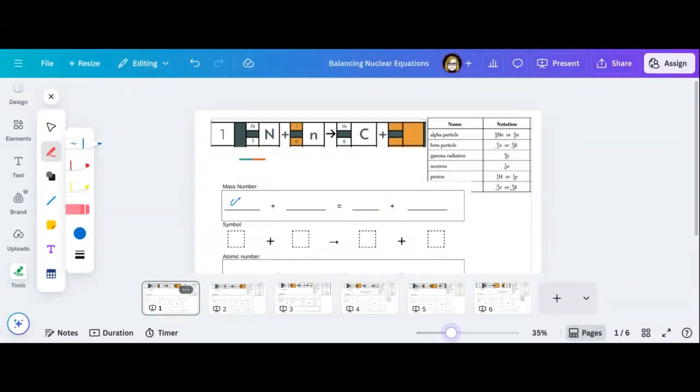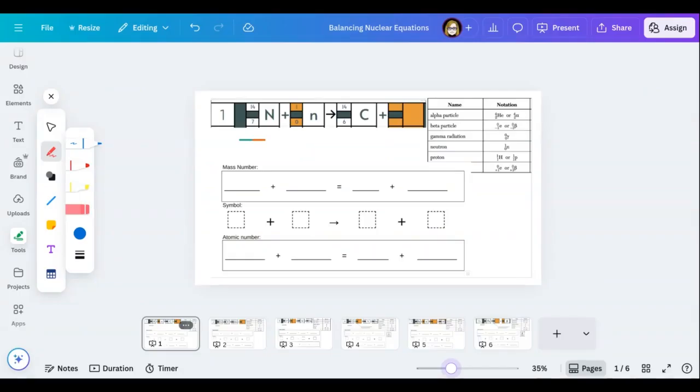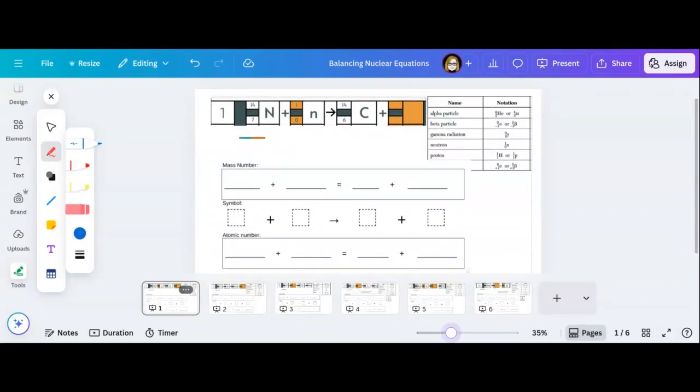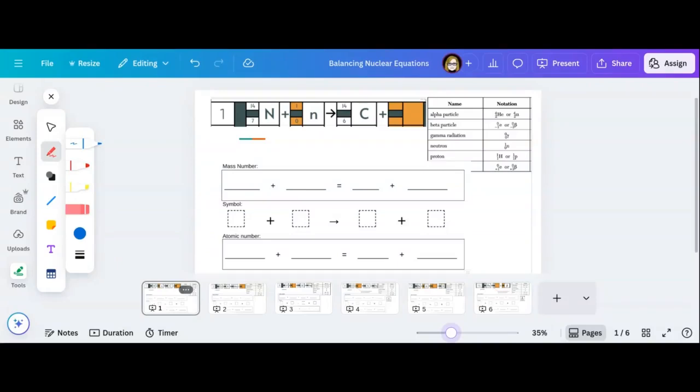Miss Munoz here, and I am going to go over some of these equations from the balancing nuclear equations assignment. So our first one is number 1, and I've got the equation right here.